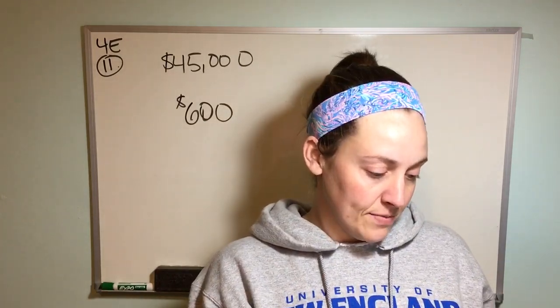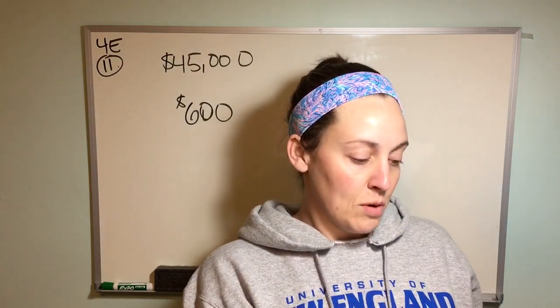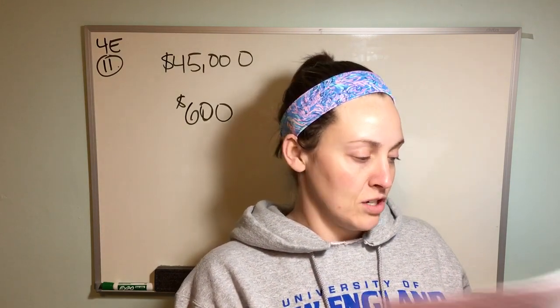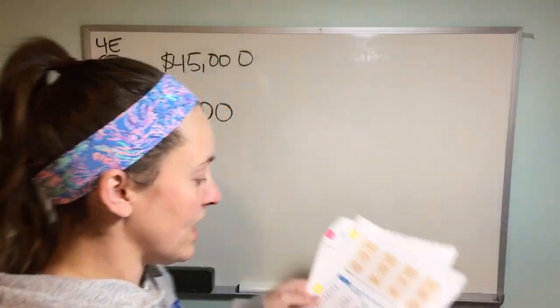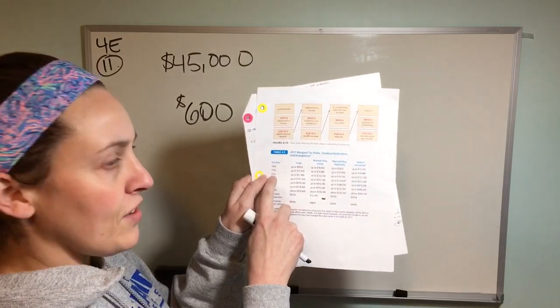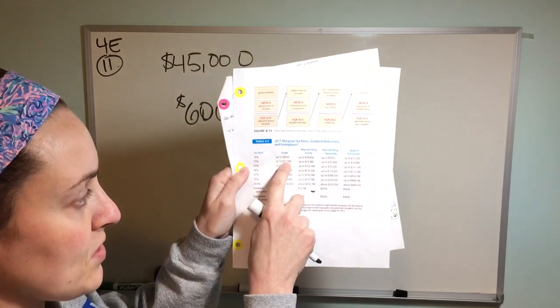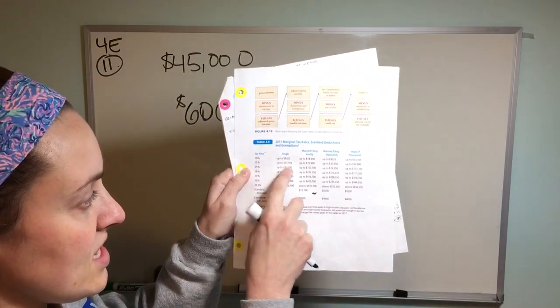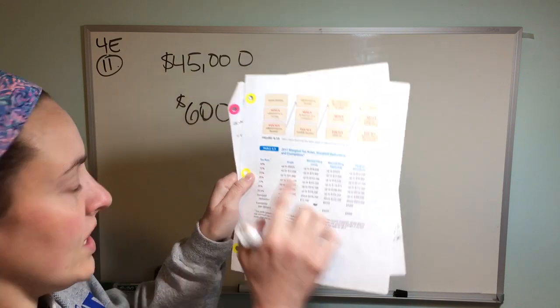So in this case, we're making $45,000. So if we go back to our tax sheet here, we're talking about a single person making $45,000. Their highest tax bracket would be the 25%, right? Because it only goes up to $37,950 here. So they would fall into the 25% tax bracket.